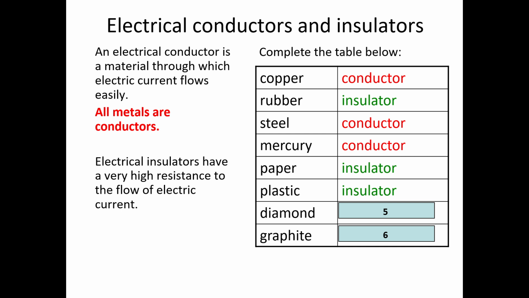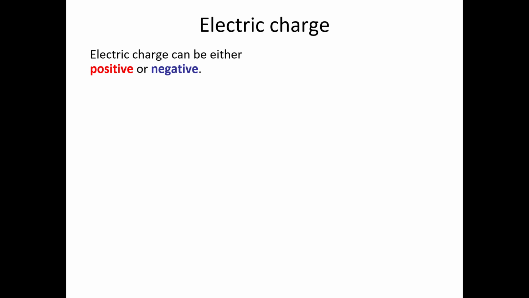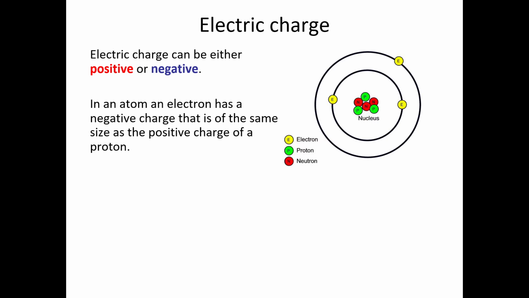Plastic also. Now, diamond and graphite are both made of carbon, but diamond is an insulator and graphite is a conductor. Graphite is the kind of thing that's in a mechanical pencil, for instance. So that's a conductor. The only one you need to remember that isn't a metal and is a conductor would be graphite. Electrical charges can either be negative or positive.